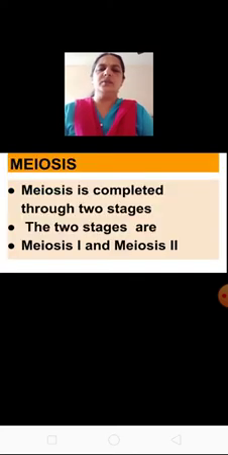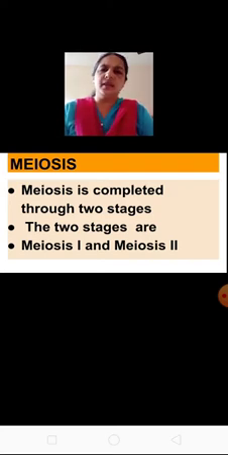Now coming to the next part, meiosis. Meiosis is completed in two stages. What are they? One is meiosis 1 and the other is meiosis 2. See, in your textbook, a detailed description of meiosis 1 and 2 is not there.